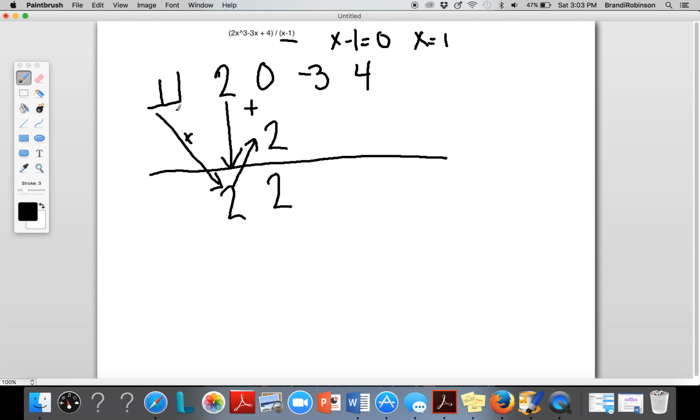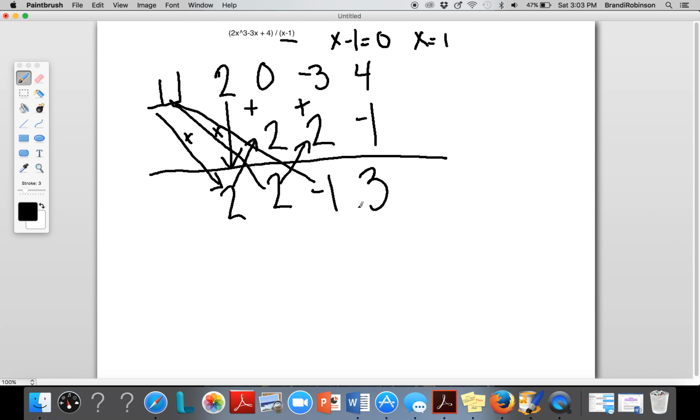Then it starts over again. I'm going to say 1 times 2 is 2. So that's where that's coming from. I'm going to add them together. I'm going to get negative 1. I'm going to, again, multiply 1 times negative 1, which gives me negative 1, so I have a 3.